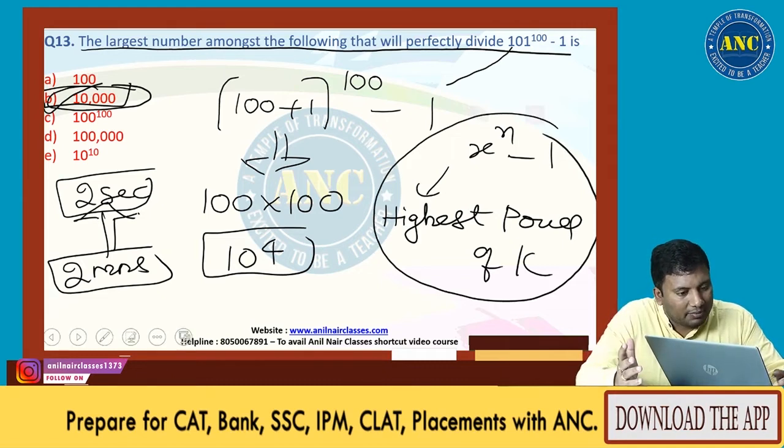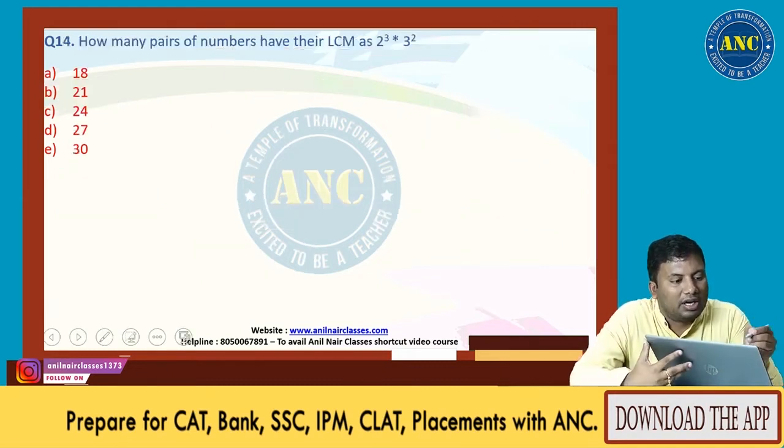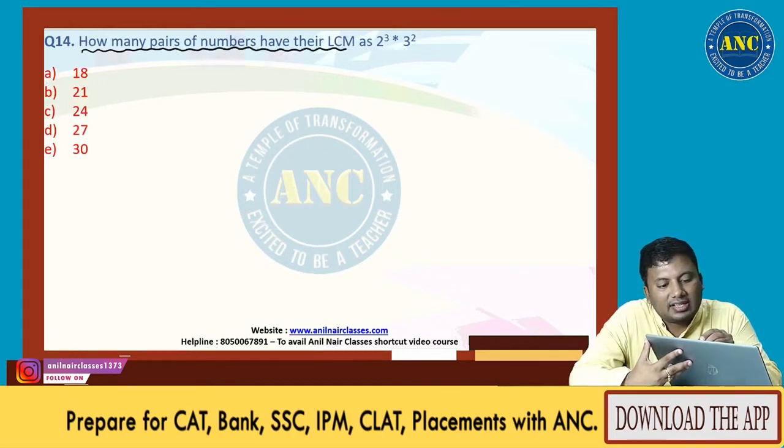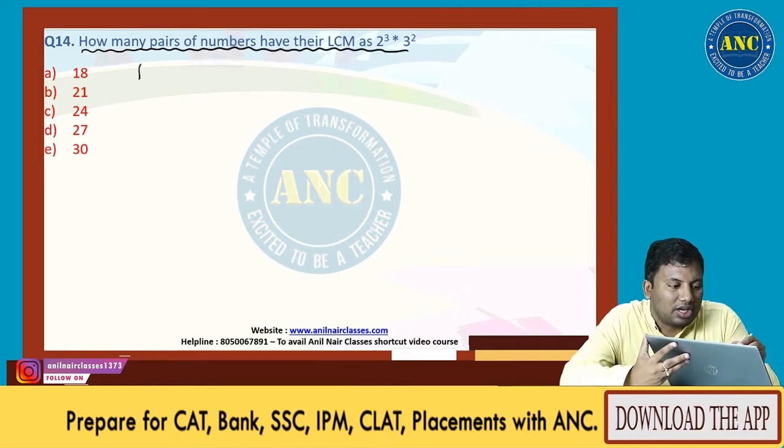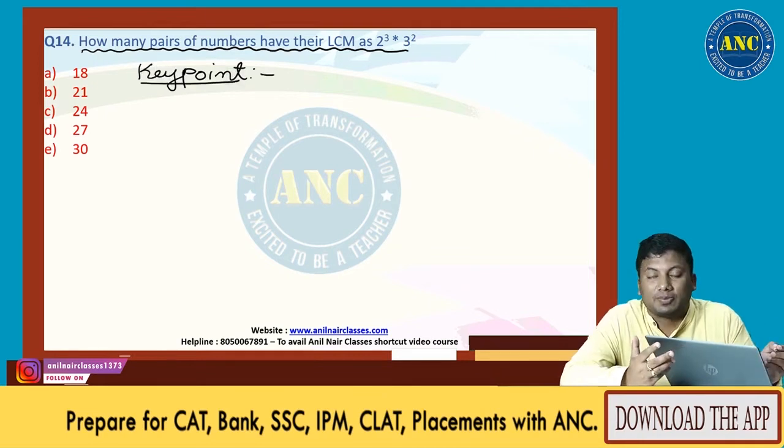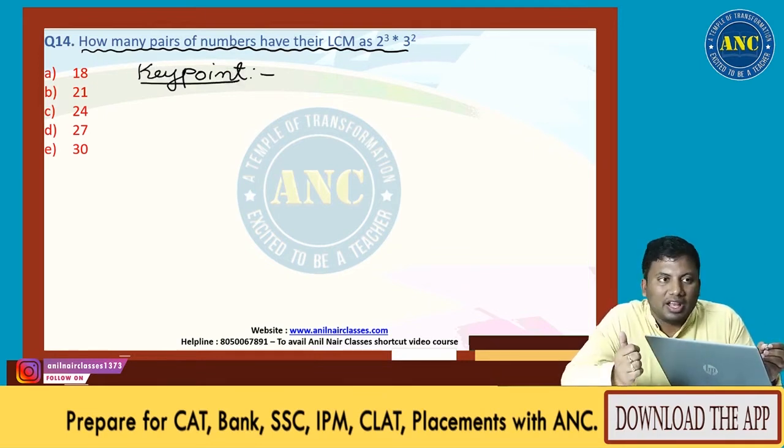Question number 14. How many pairs of numbers have their LCM as 2 power 3 into 3 square? First important key point. For every problem, first I will explain the concept, then I will explain method 1, then I will explain the Anil Nair's way of solving the question.